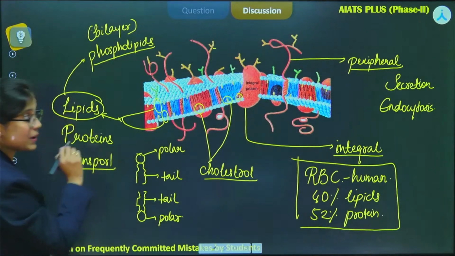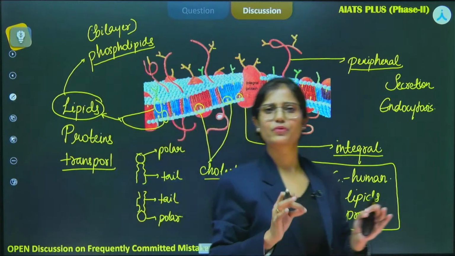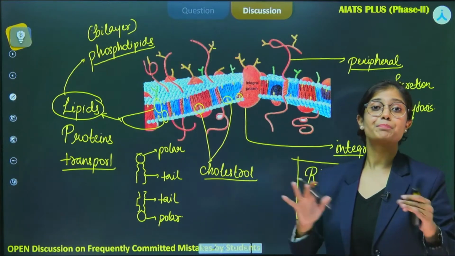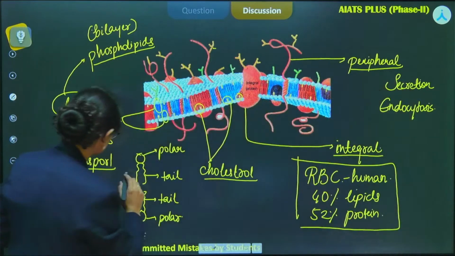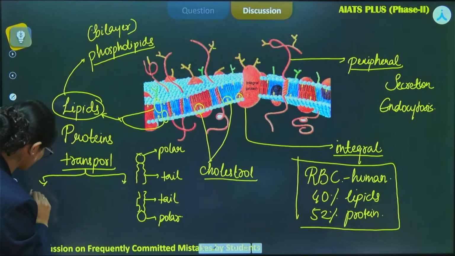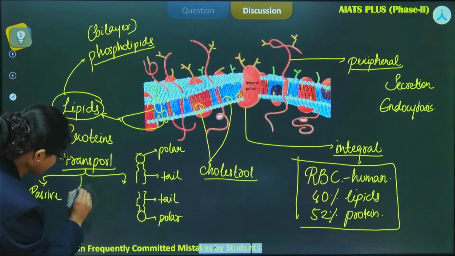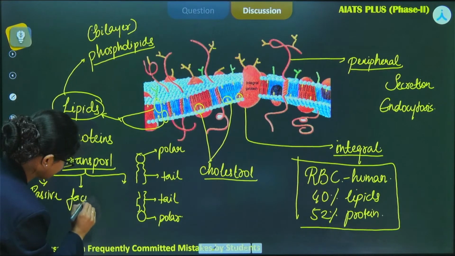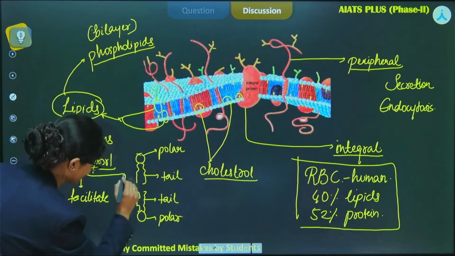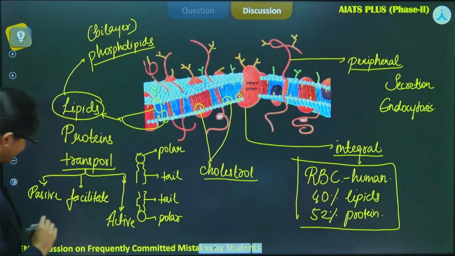What is the nature of the plasma membrane? It is selectively permeable. That means it is not permeable to each and every molecule. It is selective for its molecules, that is, which molecule can pass through it. Now, this transport can occur by three different means. The first one is passive. Second is facilitated. Third one is active. I am writing here for you.